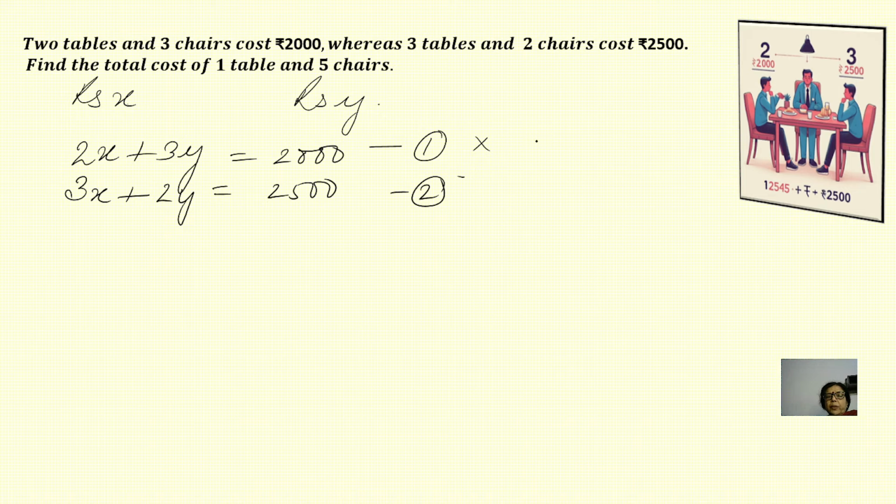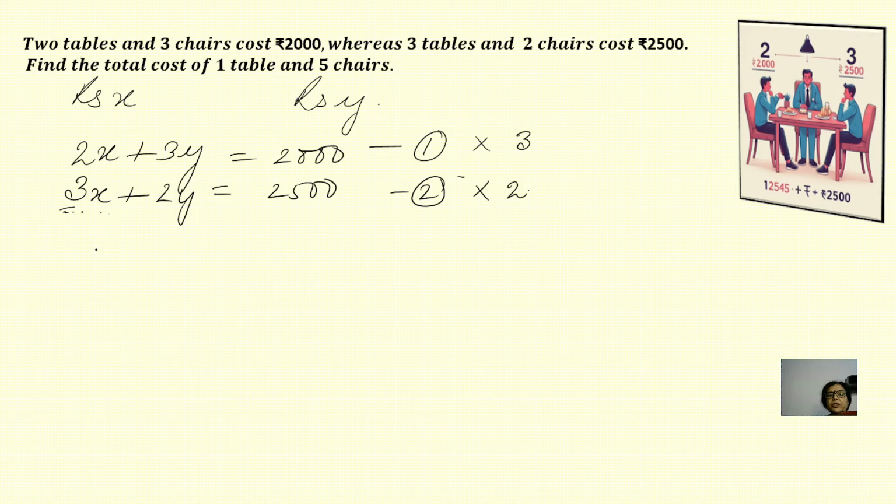So the first equation I'll be multiplying by 3 and the second equation I'll be multiplying by 2. These are the coefficients of x from the other equation. Like the first equation I'm multiplying by the coefficient of x from the second one and the second equation by the coefficient of x from the first one. Now this is the method of elimination which has been discussed in the previous video. So if you want to have an idea about method of elimination, you can get back to the previous video and see how the method of elimination works.